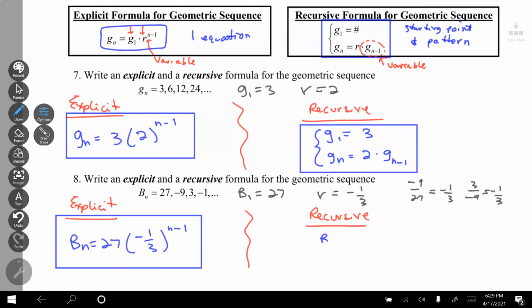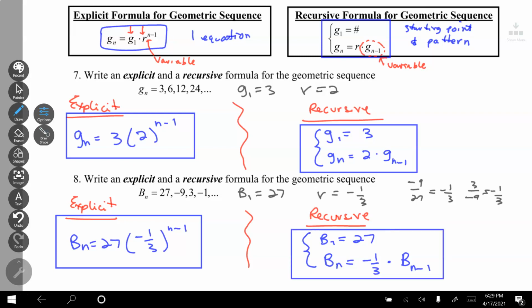And over here I need two equations. My first term is 27. My pattern, b sub n is equal to negative 1/3 times the previous term, b sub n minus 1, curly brackets, and if I want to box it, I can box it.